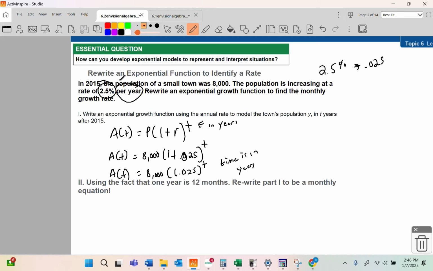Now, using the fact that 1 year is 12 months, rewrite part 1 to be a monthly equation. So I want to create something so that I feed it months instead of years. So I think about how many months per year. There are 12 months per year. That's kind of a kicker on this, 12 months per year. So I'm going to be changing the exponent a little bit. I'm going to be feeding this thing months.